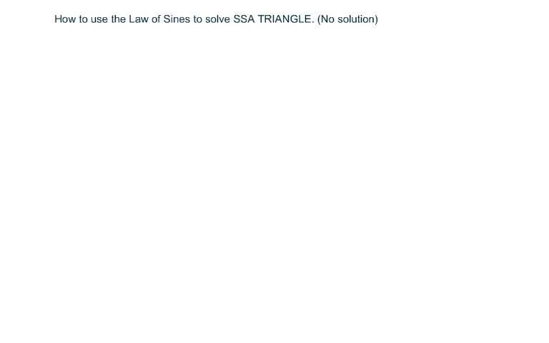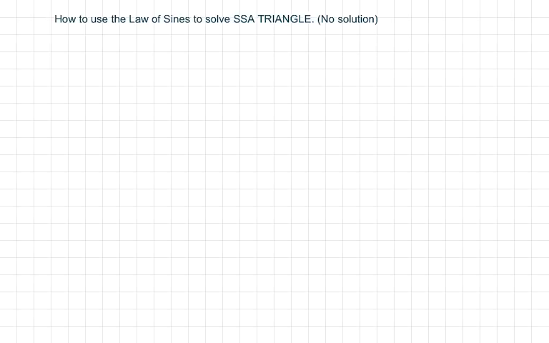Hi everyone, we're going to use the law of sines to determine the ambiguous case and solve the SSA, side-side-angle, triangle. This video is about no solutions, so I'm going to talk longer about the first one and then we'll do 3 examples. So there's also going to be 3 examples here.